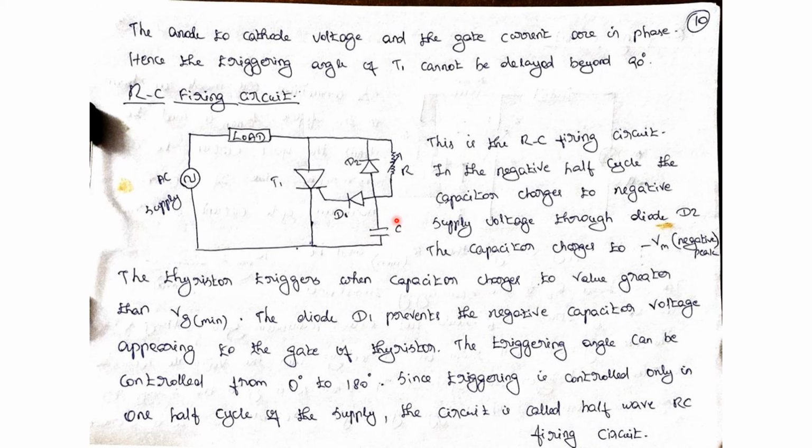Why are we using diode 1 here? The diode 1 prevents the negative capacitor voltage from appearing at the gate. Negative voltage should not appear at the gate. To avoid that, we are using D1. Here the triggering angle can be 0 to 180 degrees. Okay, we'll see the next one.